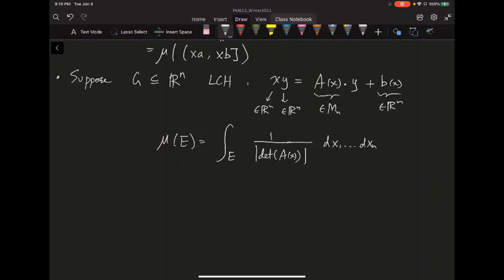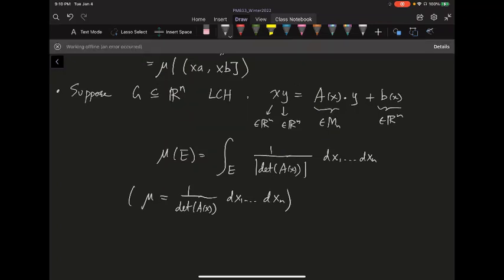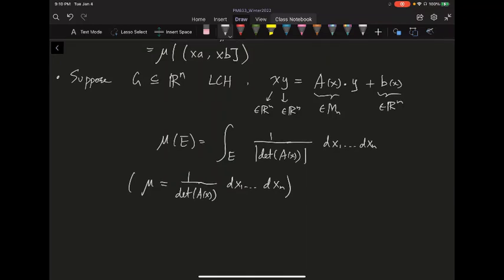you do the product measure, the usual Lebesgue measure, and then you divide by the determinant, okay? So sometimes you also just write mu equals 1 over the determinant of A of x, dx1 up to dxn, okay? That's another way of writing it. The proof is essentially just a one-step change of variable formula using the Jacobian. Of course, we need to assume A is continuous, nice enough, everything is differentiable, and so on. All right, so that's not going to be a big problem.